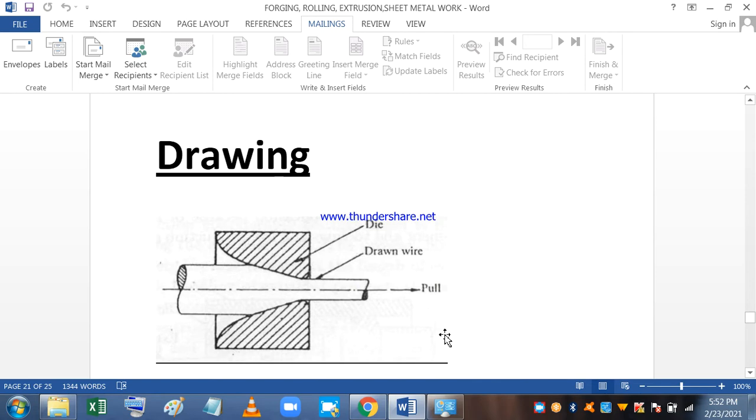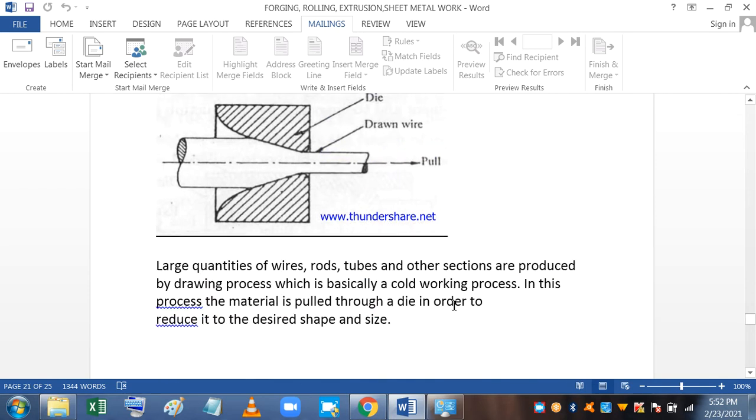We can just briefly say about the drawing process. Drawing is actually mostly used for wire drawing mills. The material is pulled through the die from one side. That is why it is called drawn. It's pulled on this side, and the section reduces when the material goes through the die.